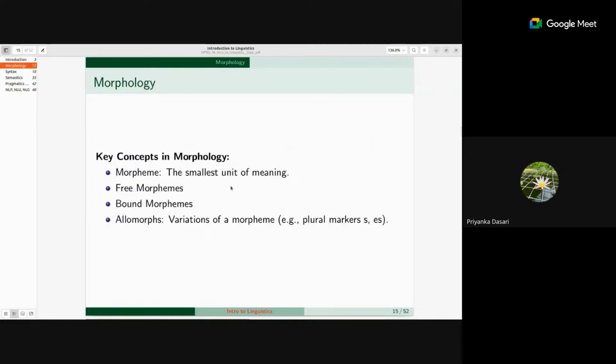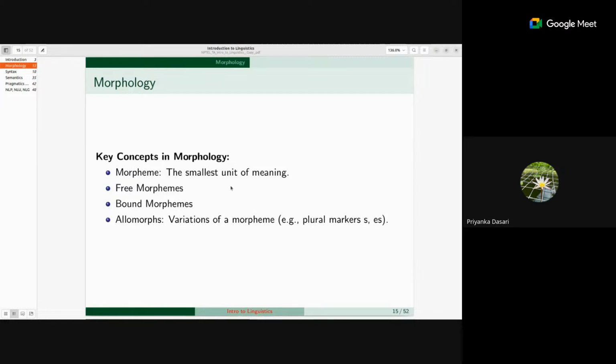So some key concepts of morphology: morphemes are the smallest units of meaning. There are free morphemes, bound morphemes, and allomorphs. As I said, allophones and allomorphs are variations of the morphemes.